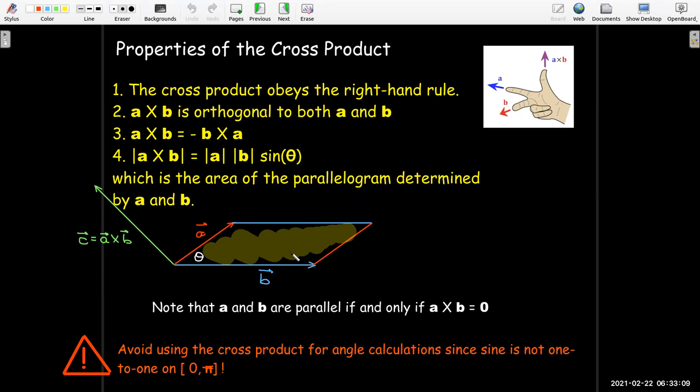So then you'll have to remember to do some arithmetic to find the actual value of the angle when it's in the second quadrant. But really, it's more work and more confusing to deal with it when using this formula. Just use the dot product formula to calculate angles.